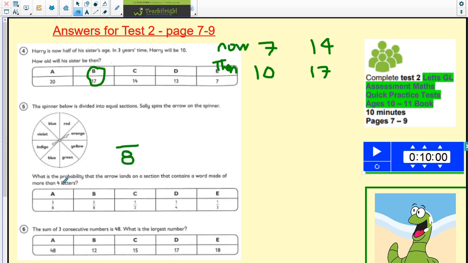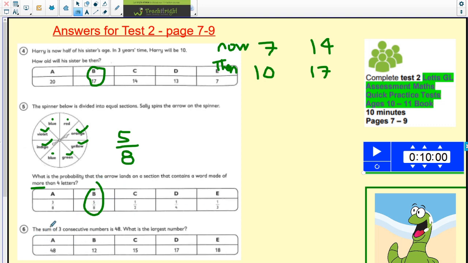Then I need to know how many have more than 4 letters. So, yeah, more is a keyword. I'd underline that. So it's not got more. Not got more. It does have more. Does have more. Does have more. Not got more. Does have more. Does have more. So that's 1, 2, 3, 4, 5 of them out of 8. So my answer to question 5 is B, 5 out of 8.